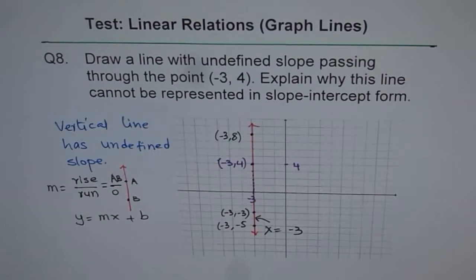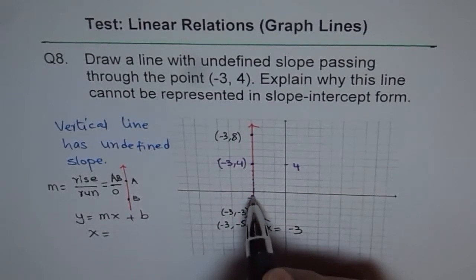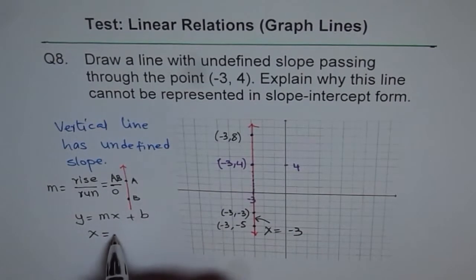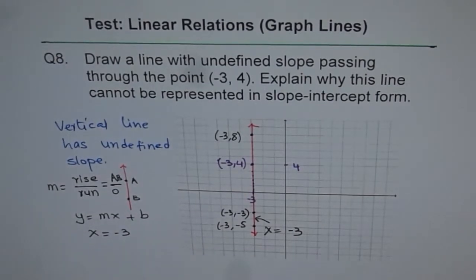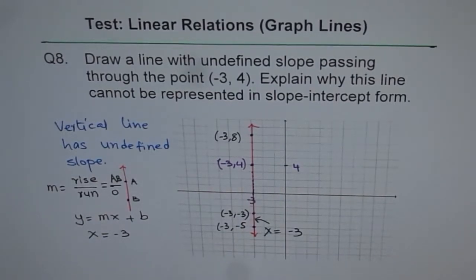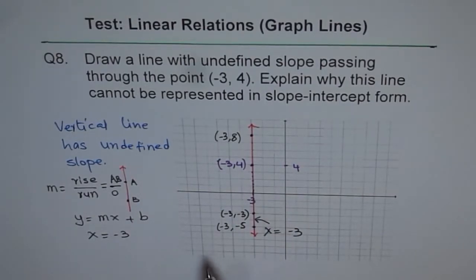Do you understand? So a vertical line can be written as x equals x-intercept. In this case, x-intercept is minus 3. So you'll have x equals minus 3 as the equation of this line. Interesting thing to see is that it is always parallel to the y-axis, and so it will never have a y-intercept, right? So that is how it is.